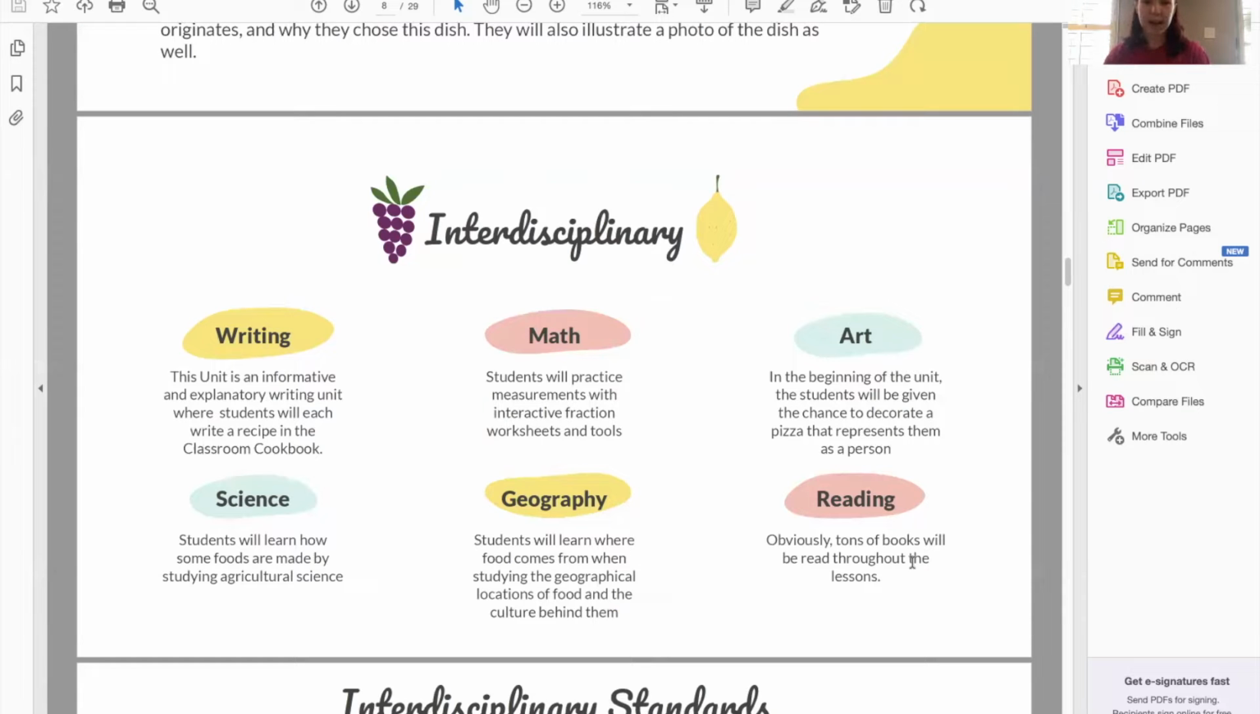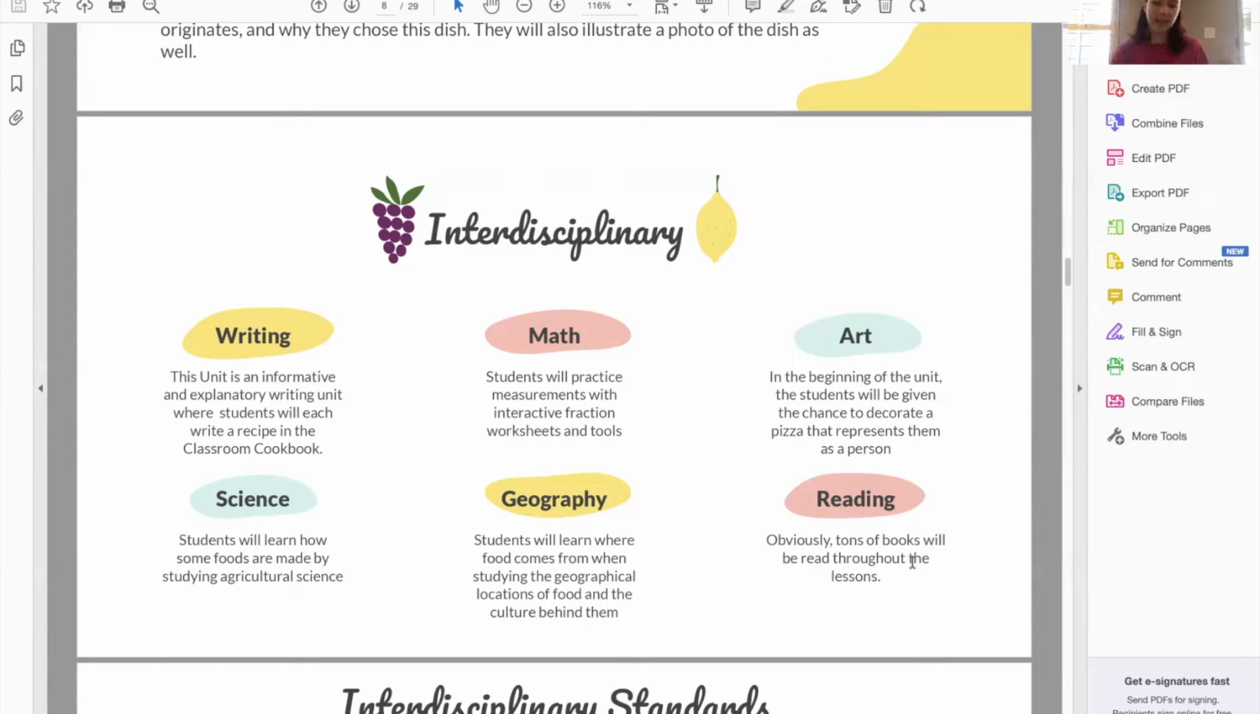And then we have our math, and I figured math would fit into this perfectly because we have our measurements, and we can do interactive fraction worksheets and tools, and I have a thing with pizza later on that we'll do something with math with. Then there's art, and there's art with two different things. Again, we're going to have something with pizza.